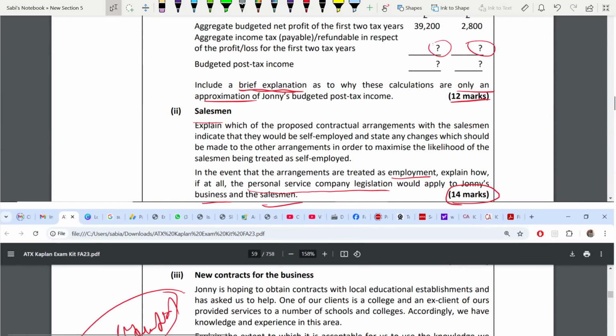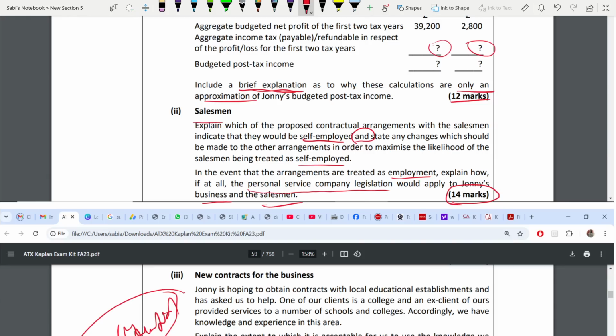You need to read it. Okay, explain which of the proposed contractual arrangements with the salesman indicate that they would be self-employed. So it's more towards self-employed. You have to give indicators of self-employed, not employed. And state any changes, and the moment you see and, it's another requirement. State any changes which should be made to the other arrangements in order to maximize the likelihood of the salesman being treated as self-employed. That means even if you are treated as employment, you want to change your situation so that you are treated as self-employed. What are those changes that you have to write?